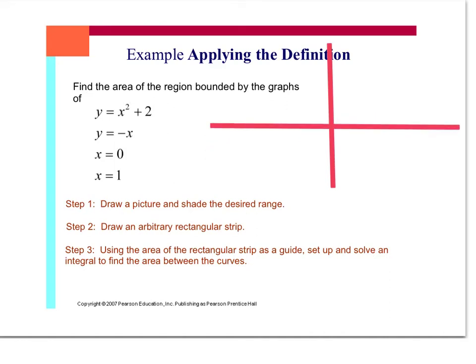Okay. So now let us draw x squared plus 2. Well, we know that that has a y-intercept of 2. And then it kind of goes like this. Okay. And now the second graph is y equals negative x. So we know the y-intercept is at 0 with a slope of negative 1. So down 1 over 1, down 1 over 1.